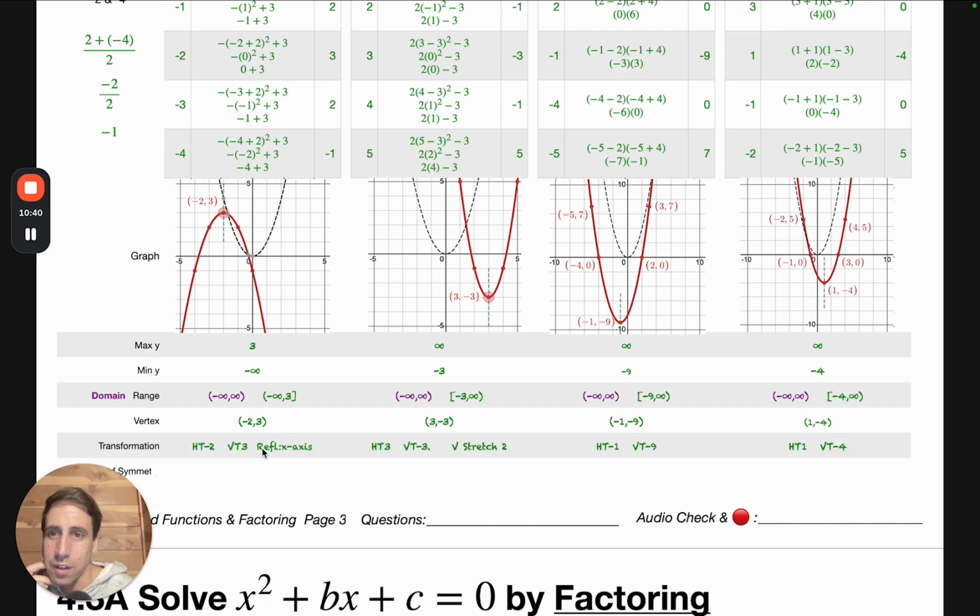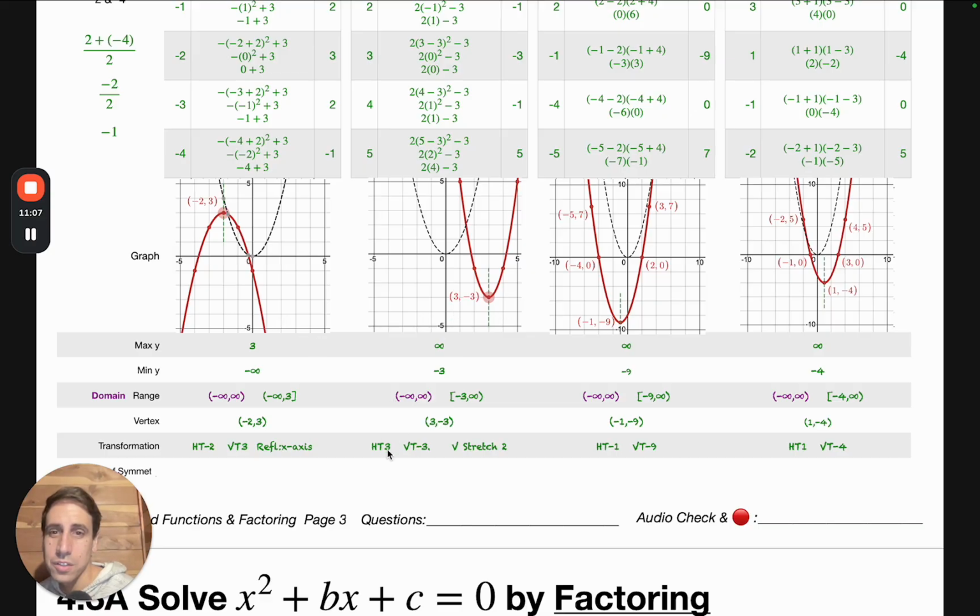Transformation. All right, we got a lot of transformations going on. We got a horizontal translation of -2. This got shifted over 2 units. We got a vertical translation of 3, up 3 units. And then the whole thing got flipped upside down. It's reflected over the x-axis. So I call that a vertical dilation of -1, but some textbooks also say it's a reflection over the x-axis.